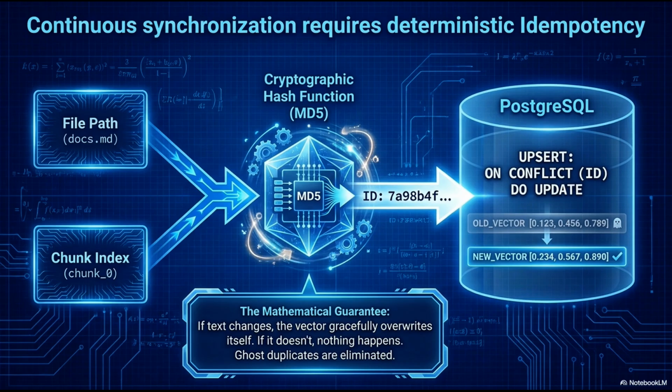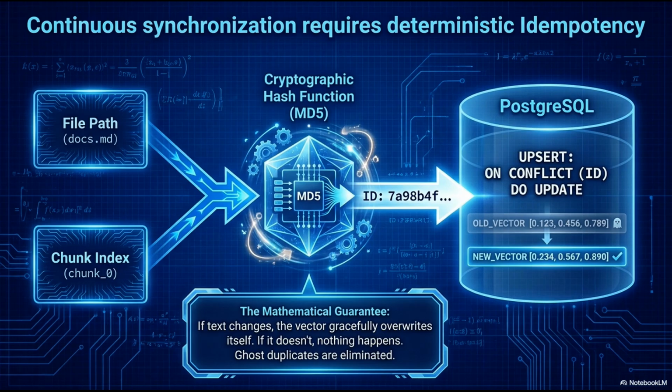For example, your Python script calculates the hash of the string docs/api.md chunk 0. That resulting hash becomes the permanent deterministic ID for that specific block of text. So no matter how many times I run the pipeline on api.md, chunk 0 will always generate the exact same hexadecimal ID string. Exactly. And here is where we leverage PostgreSQL's relational power.